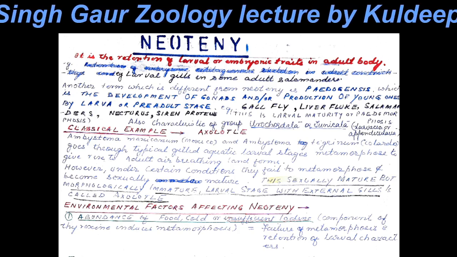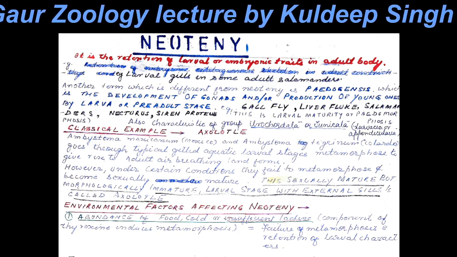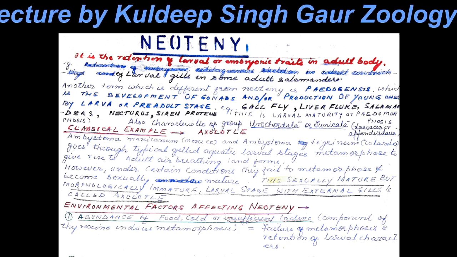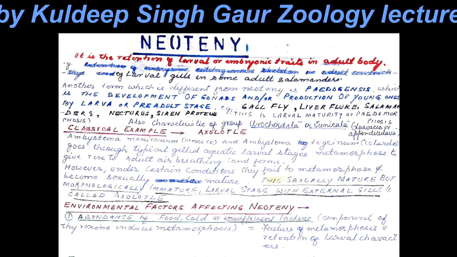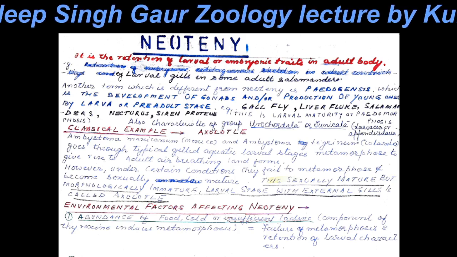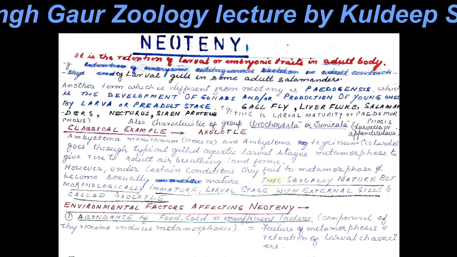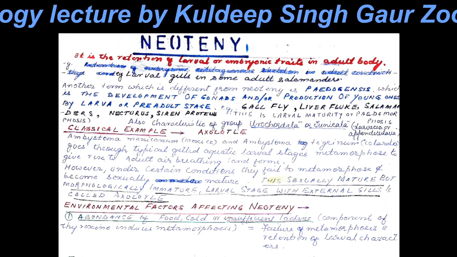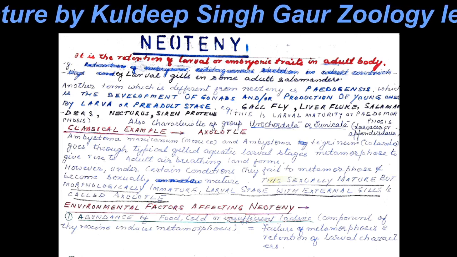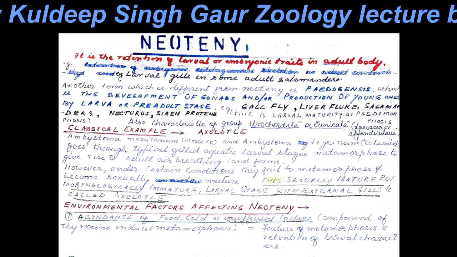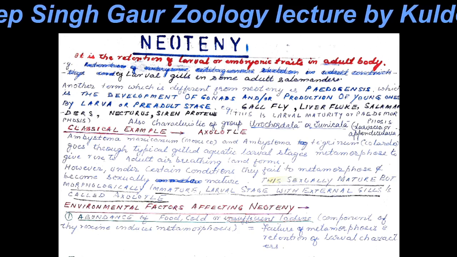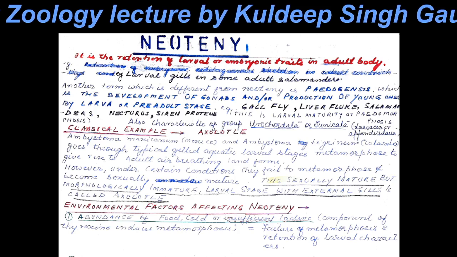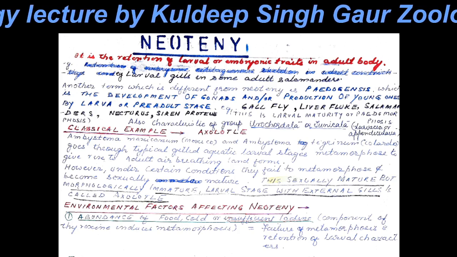This phenomenon is exhibited by gallfly, liver fluke, salamanders, Necturus, Siren, and Proteus. I'm talking about this paedogenesis, which is the larval maturity or paedomorphosis. This phenomenon is the characteristic feature of urochordates or tunicates. Tunicata, as you know, they are protochordates, and Larvacea or Appendicularia are the classes.